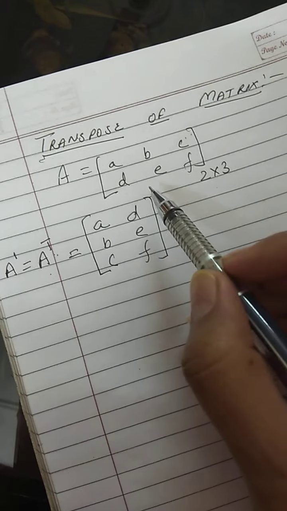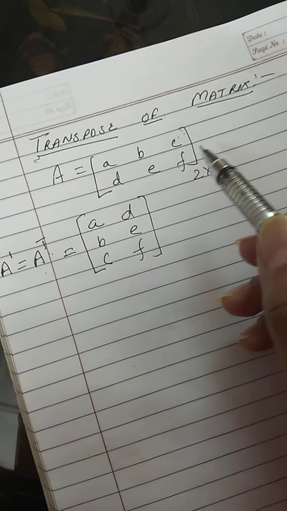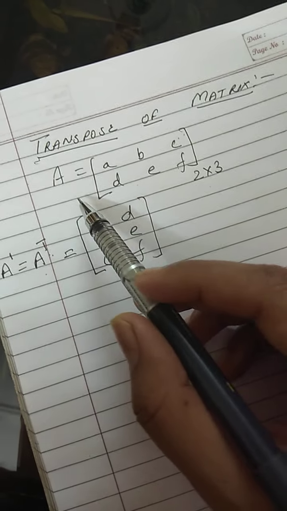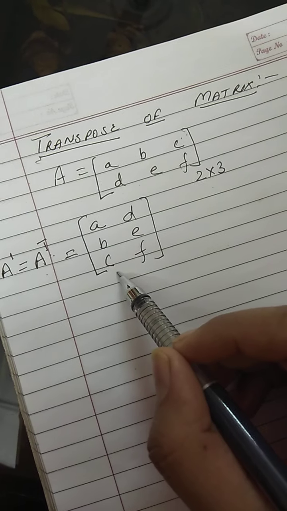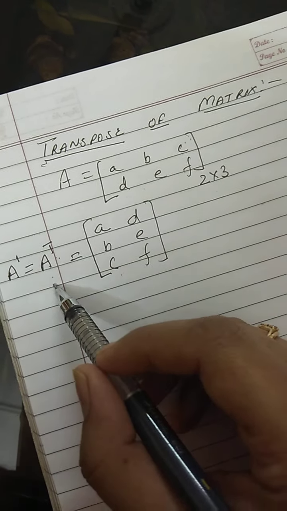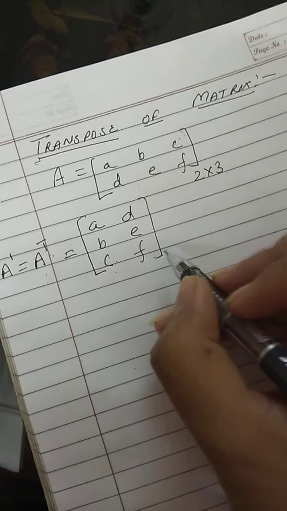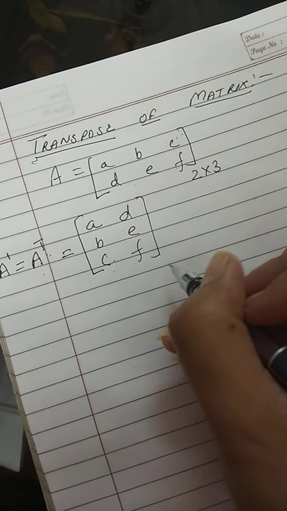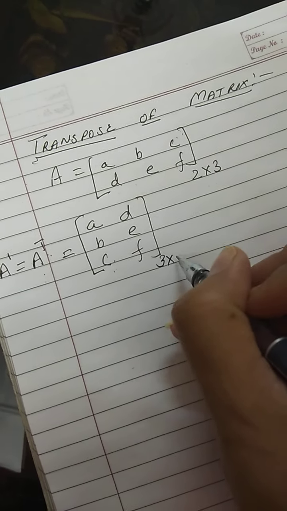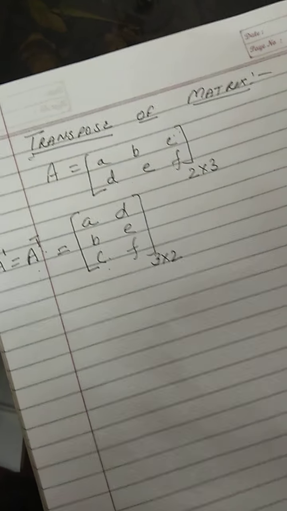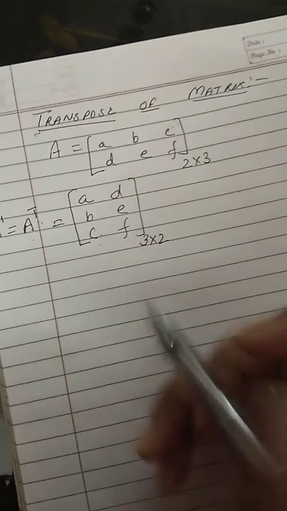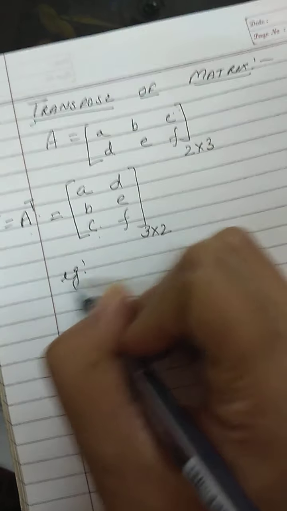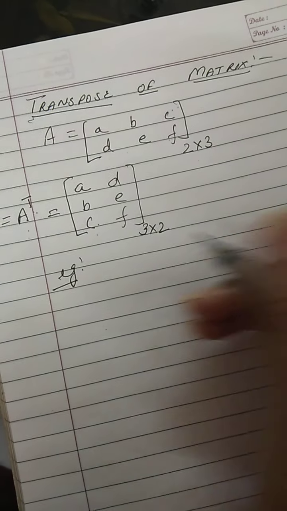Okay, so when we simply interchange the rows and columns of the given matrix, the new matrix that we get is called transpose of the given matrix. Obviously the order will change here, so the new order of this new matrix will become 3 by 2, right? So any question can be given: find the transpose of the given matrix.